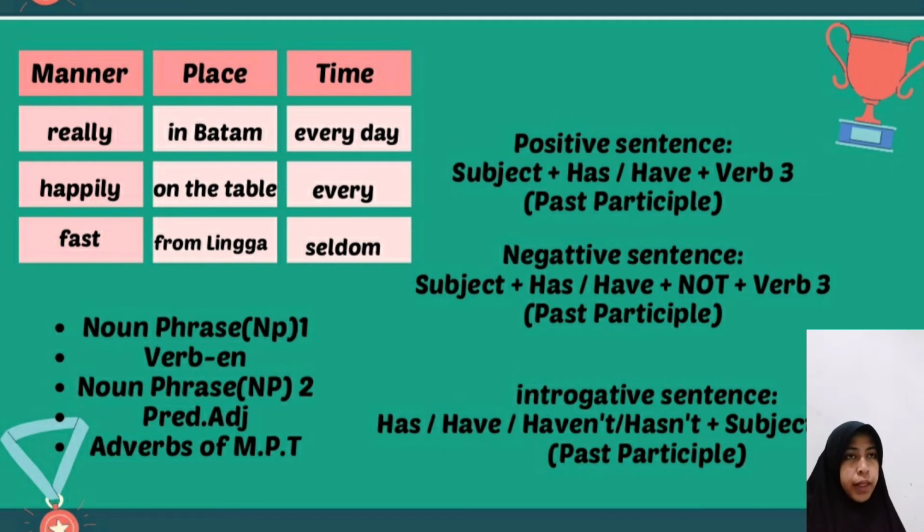As for the steps: 1. Noun phrase NP1, 2. Verb, 3. Noun phrase NP2, 4. Predicate adjunct, and 5. Adverbs of MPT. MPT is M to manner, P to place, T to time. Manner, for example, really, happily, fast. Place, for example, in Batam, on the table, from Lingga. And time, for example, every day, every, and seldom.